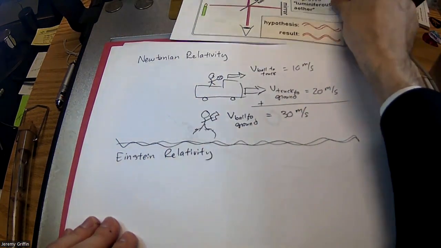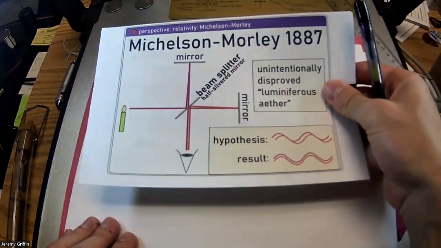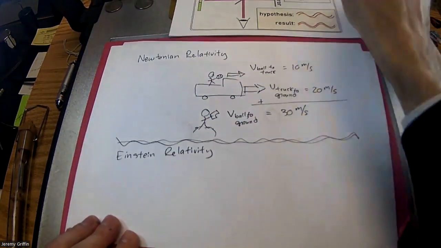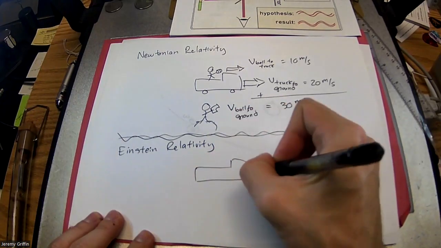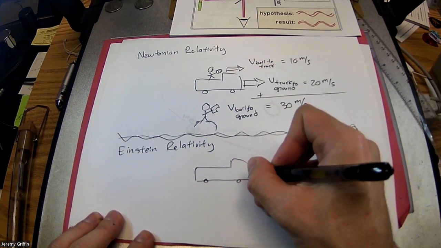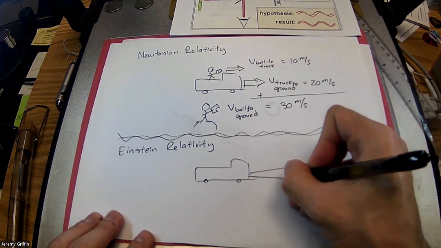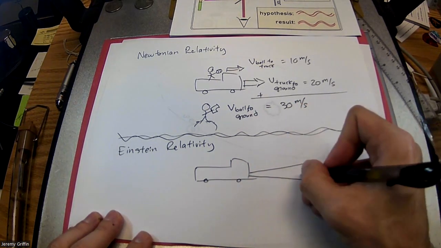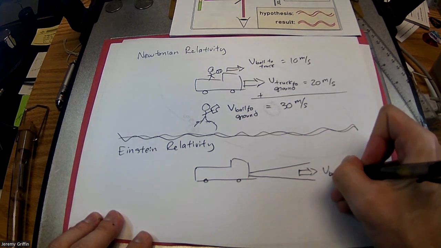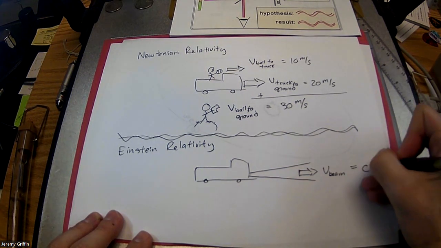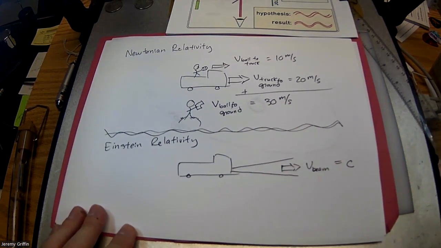And tell you guys about implications of experiments such as this one. Okay, so some really weird implications. Let's go back to this truck, except now we're not going to be looking at a ball being thrown around. We're going to be looking at the headlights and the speed of light coming from the headlights. So I'll say V beam, the speed of the light beam. Now I'll just call that C. So C could be the speed of light. You guys got that?